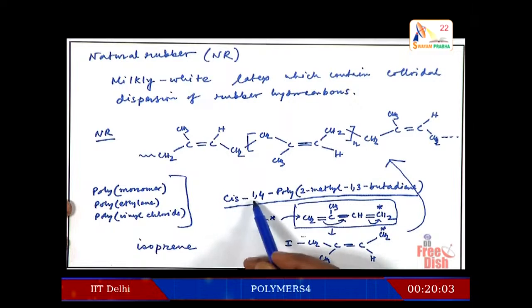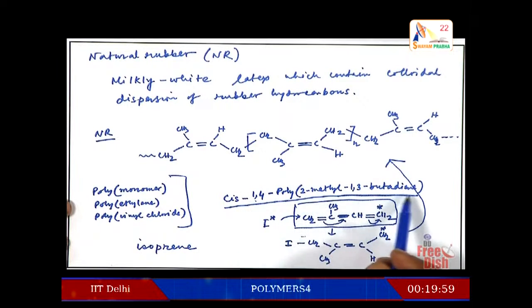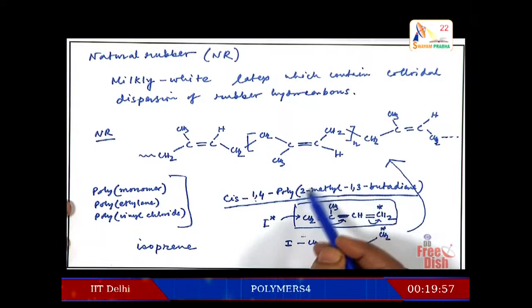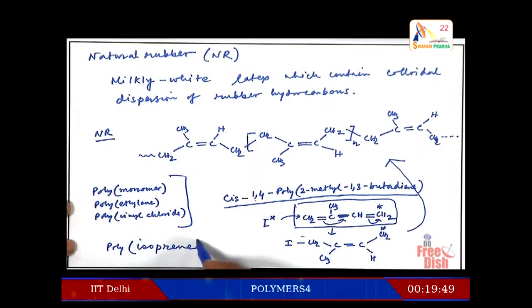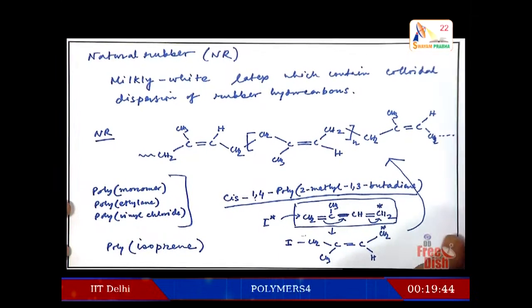So, that is why you are writing, because of the cis configuration, cis 1,4 poly 2-methyl 1,3-butadiene, and 2-methyl 1,3-butadiene is also sometimes written as isoprene. So, the polymer natural rubber is also sometimes written as cis 1,4 polyisoprene.